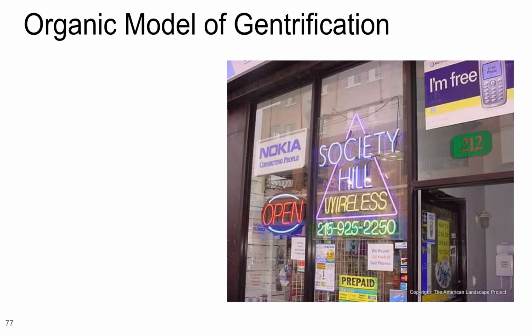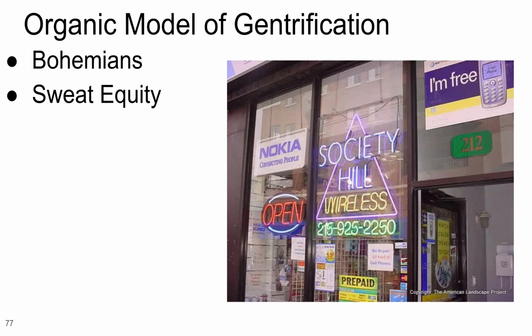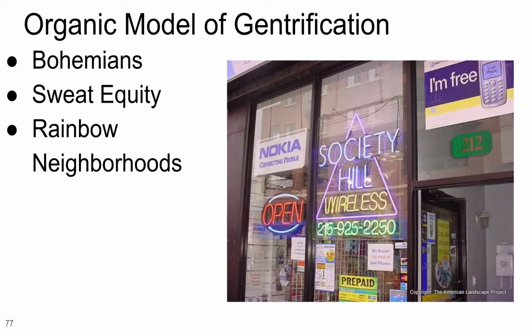And some other, the organic model of gentrification, bohemians, artists, creative people moving into a lower rent neighborhood because they can afford it, and then gradually fixing up their homes, and then the neighborhood becomes better, wealthier. You still get the displacement, but it's just a different way of gentrification happening. Bohemians, these lower income people, typically have sweat equity. They maybe don't have the money, but they have the time and the skills to fix up the houses, so they get improved.